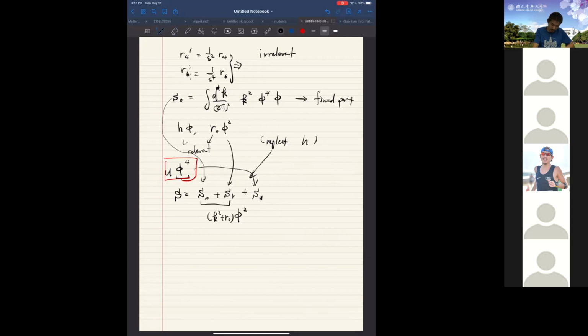So let me write everything explicitly. So this is nothing that we wrote before. So this is this term, right? And this is the new one. We need to write it down explicitly. So let me write it in the proper way. So we put the 1/4 for later because there's a counting factor for this phi to the fourth term. So we put 1/4 in front of the coupling first.